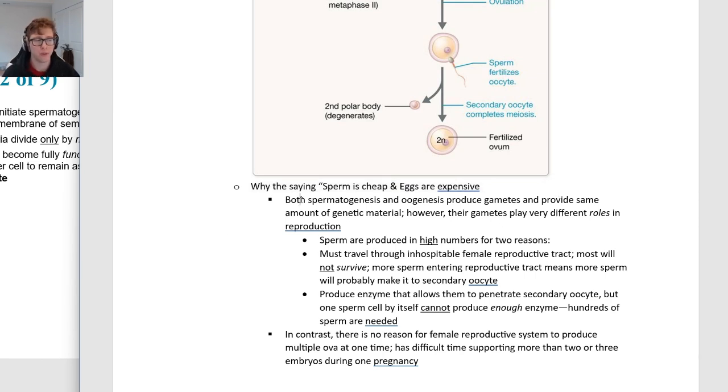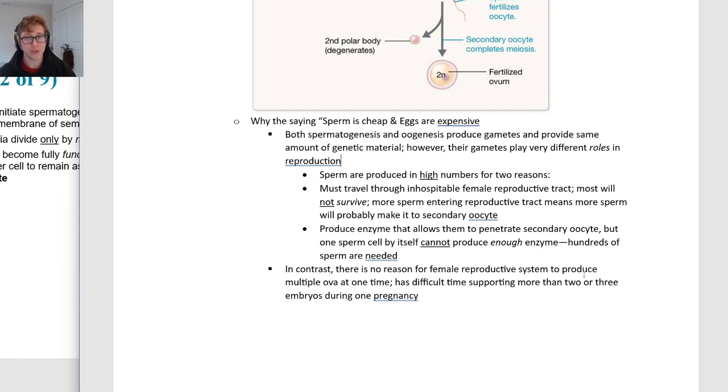Why is that? Well, both spermatogenesis and oogenesis produce gametes and provide the same amount of genetic material. However, their gametes play very different roles in reproduction. Sperm is produced in high numbers for two reasons. One, most of them are not going to make it. They have to travel through the inhospitable female reproductive tract, and the majority of them are not going to survive. It only takes one sperm to make it and penetrate the ovum for fertilization to occur. So more sperm entering the reproductive tract means more sperm are going to make it to the secondary oocyte.